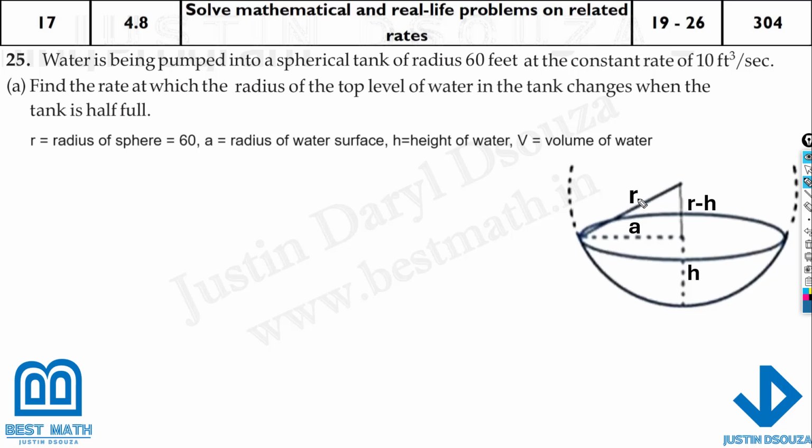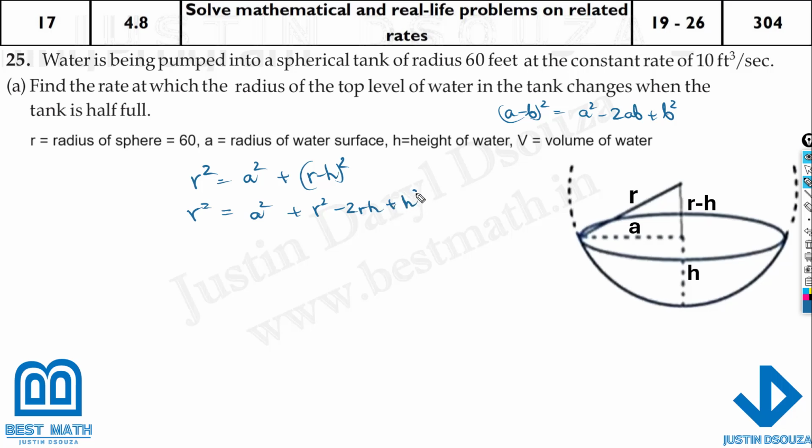Now, what is the relationship here? It'll be r squared equals a squared plus (r minus h) the whole squared. Okay. We'll just use the squared formula. It'll be r squared is equal to a squared plus r squared. Now this is the (a minus b) the whole squared identity. It's a squared minus 2 times ab plus b squared. So r squared minus 2 times rh plus h squared.